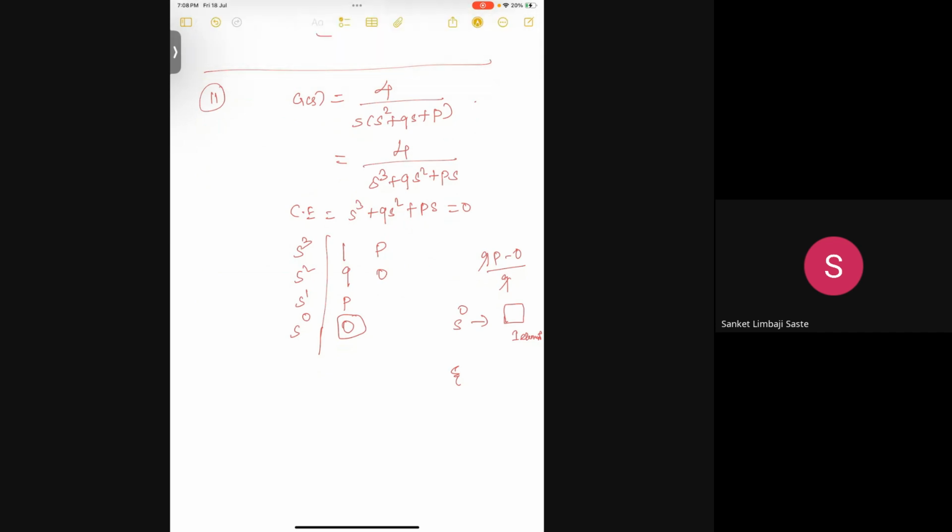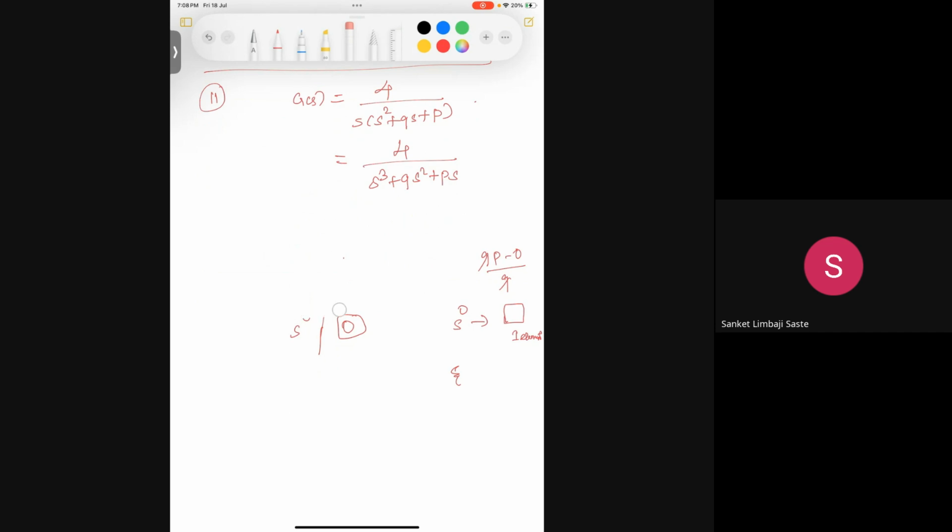Okay, sorry. We missed this. We missed finding the closed loop transfer function, right? It's G of s.